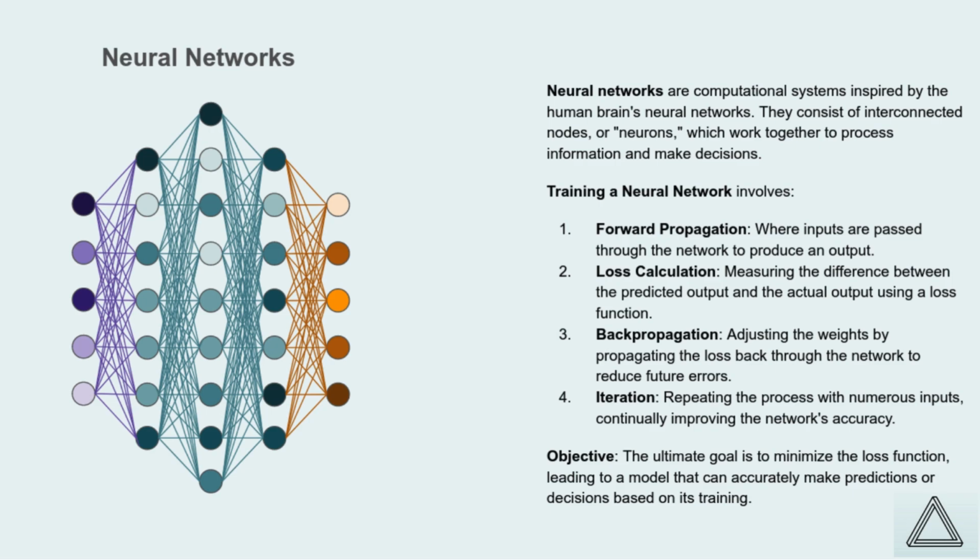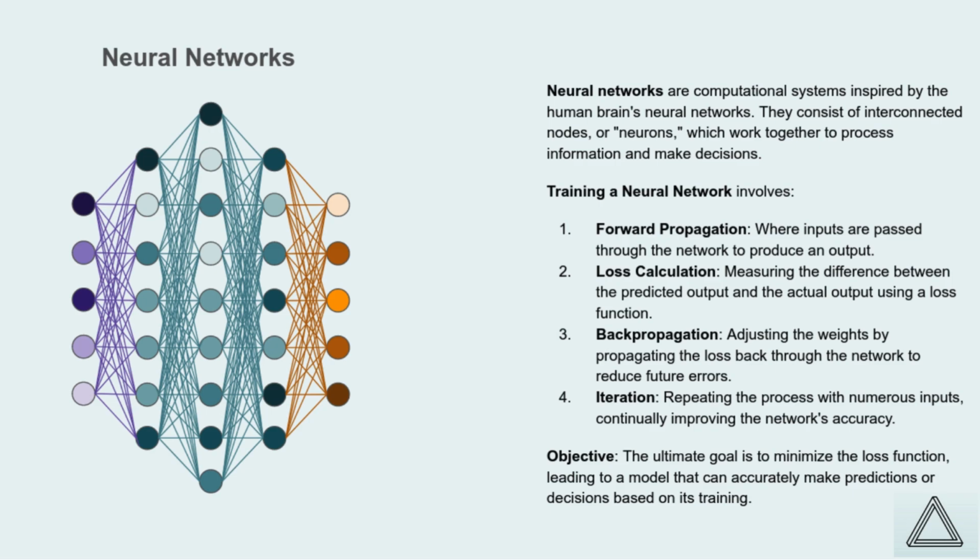Loss calculation. After forward propagation, the network produces an output. This output is compared to the desired outcome using a loss function, which measures the discrepancy between the predicted value and the actual target value. The result of this function quantifies the error and provides a concrete goal for optimization.